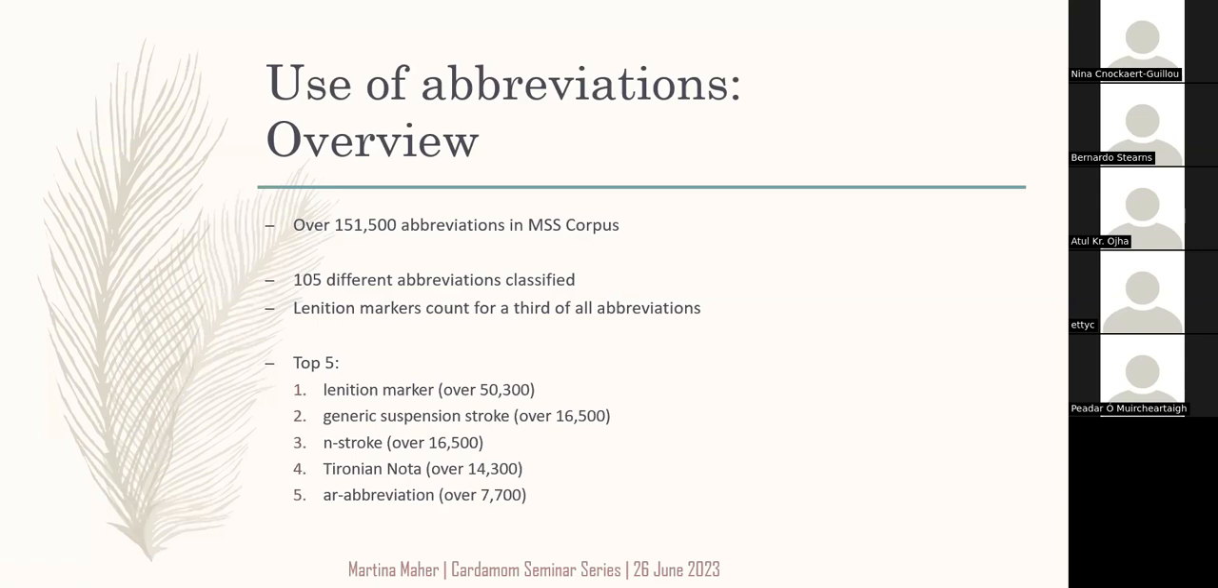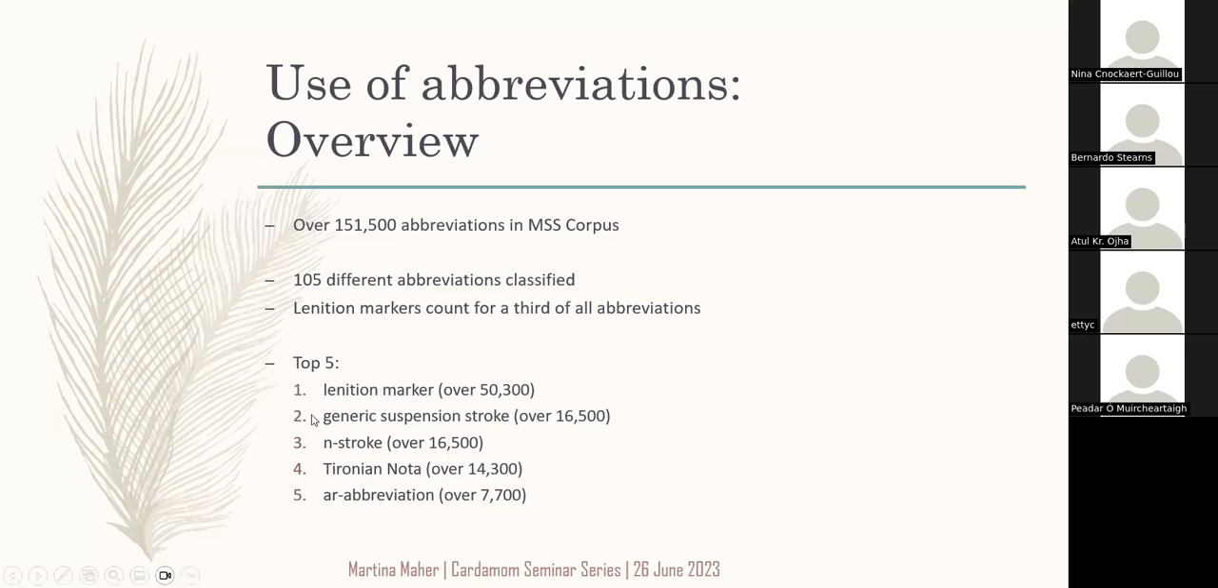We have 105 different types of abbreviations classified in this corpus. The number 1, which will be of no surprise to anybody who reads any Gaelic manuscripts at all, is that lenition markers count for 1/3 of all abbreviations. That's something that we would have logically thought before, but we wouldn't have had exact numbers. So counting for 1/3 is a huge number of abbreviations. And I've given you a top 5 here.